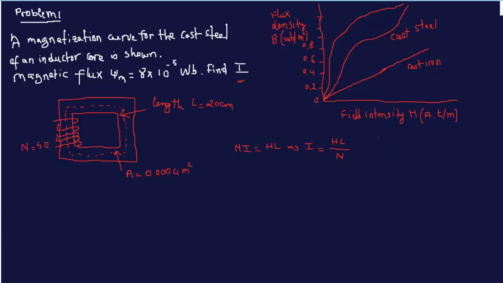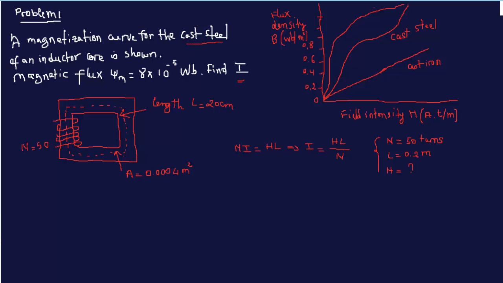So we have the formula here, and I is equal to HL over N. I always start with whatever I'm asked to find, find the formula for that, and display what I know and what I don't know, the knowns and the unknowns. So I know N, I know L, but I don't know H. So how do I find H?